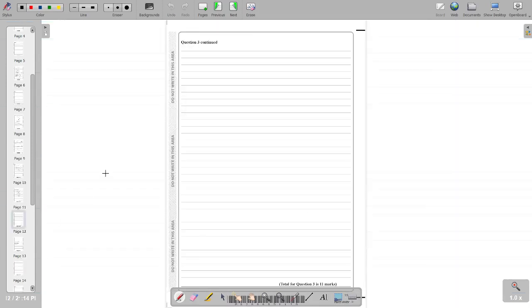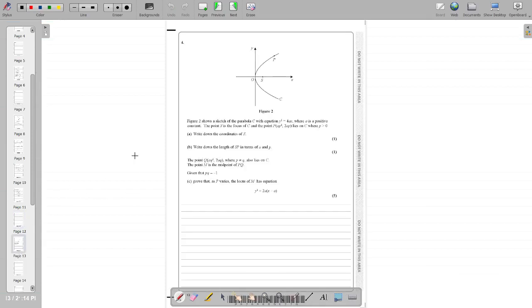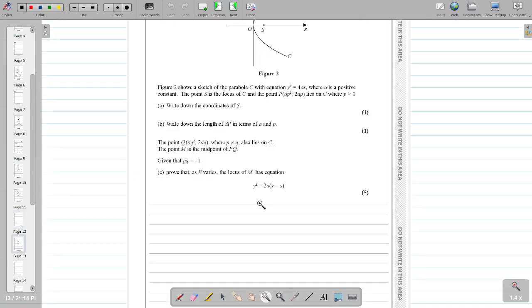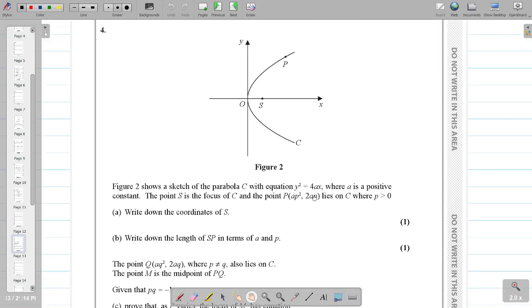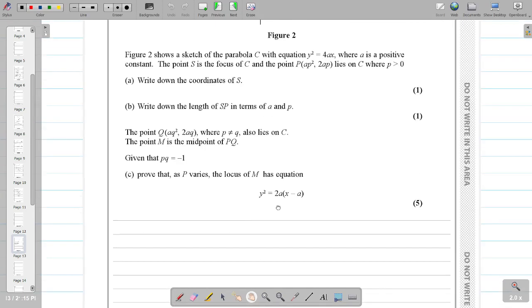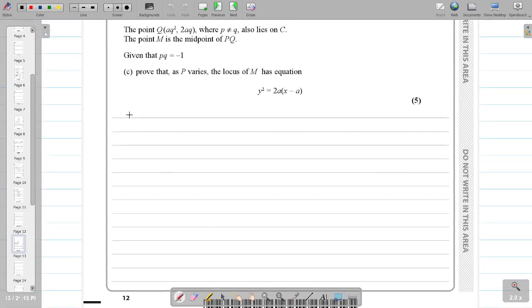Let's move on to question 4. So it looks like a conic section question, so this is going to be fun. All right. Figure 2 shows a sketch of a parabola C with equation y squared equals 4x, right? Point S is the focus, with point P. Write down the coordinates of S. So this is essentially just testing if you know how to write the focus of a parabola.